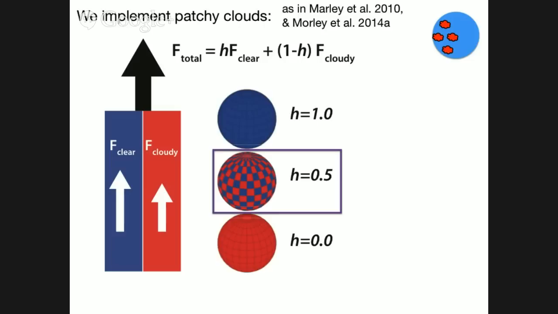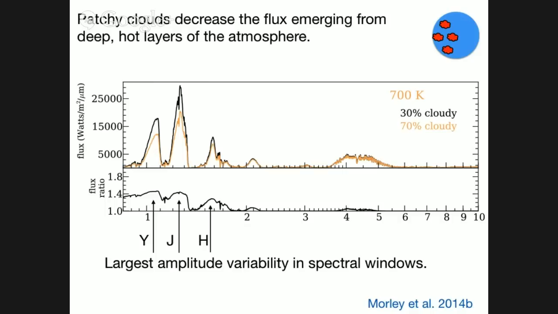And then what we do is assume that even though our object is overall 50% cloudy, the clouds aren't uniformly distributed, because to get variability, we need more clouds on one side of the object than on the other side. So this is 50% cloudy total, but we have 30% cloudy on one hemisphere and 70% cloudy on the other hemisphere.